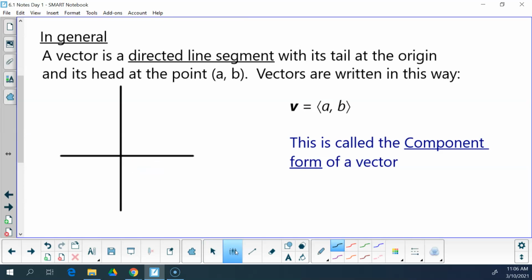So let me get a little highlight action going on. I think you start with the highlighted part, you need to copy in, actually no, this F breaks. So copy this in right on your page. So the component form of a vector.